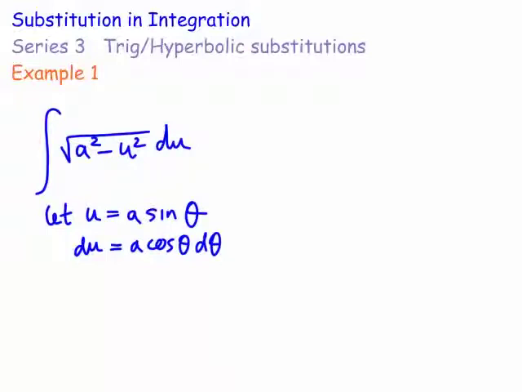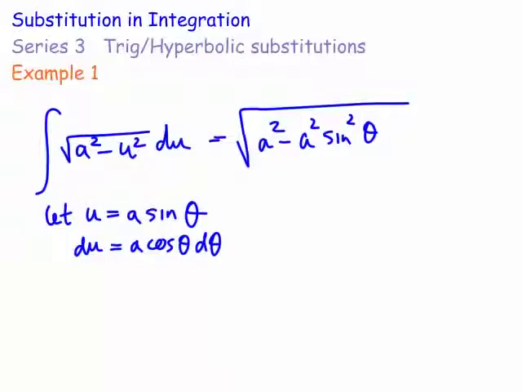So let's go ahead and do the substitution. This would be equal to the square root of a squared minus, now it becomes a squared sine squared theta, and du is now a cos theta d theta.